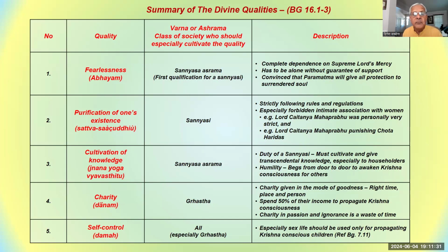So yes, Mataji, fearlessness. Please read 26. Yes, Prabhuji. Summary of the divine qualities, Bhagavad Gita 16.1 to 3. Qualities, varna or ashram, class of society who should especially cultivate the quality, and the description. First, fearlessness, abhayam, sannyasa ashrama, the first quality for a sannyasi.